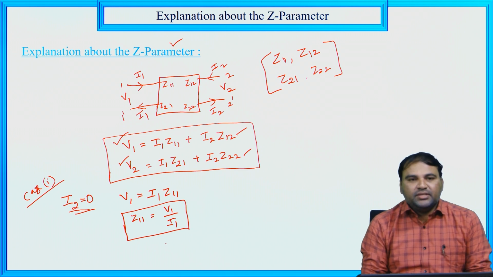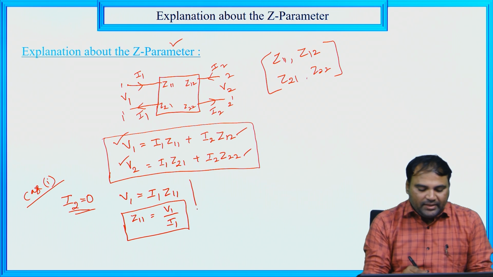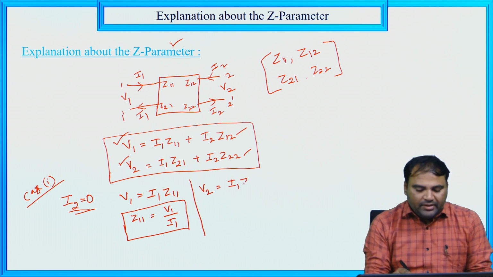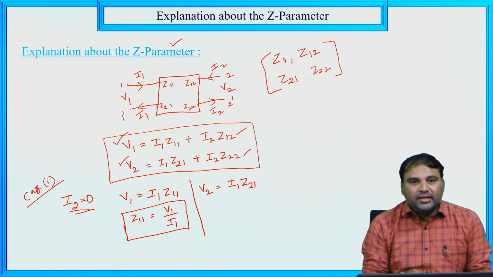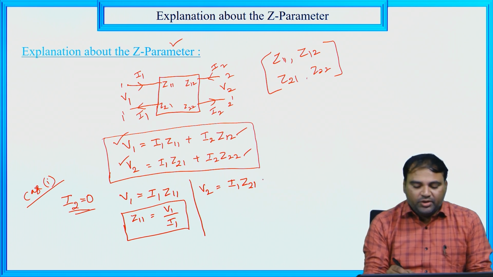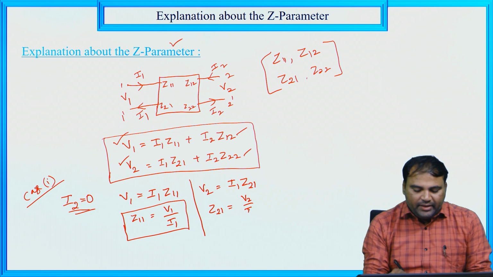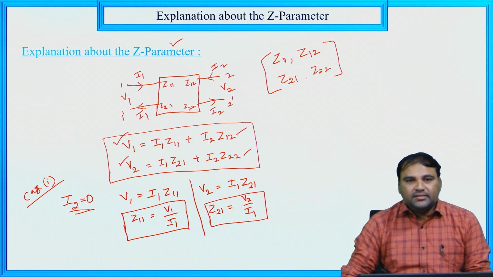When I2 equal to 0, Z11 equal to V1 divided by I1, and similarly V2 equal to I1 Z21 plus I2 is 0. So I2 equal to 0 means I2 into Z22 value is 0. So here plus 0, no need to write here. So then Z21 equal to V2 divided by I1. Here is the second impedance Z21.